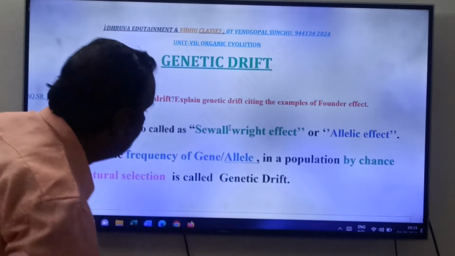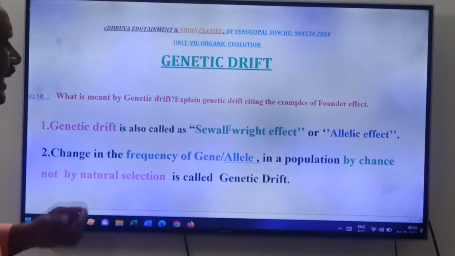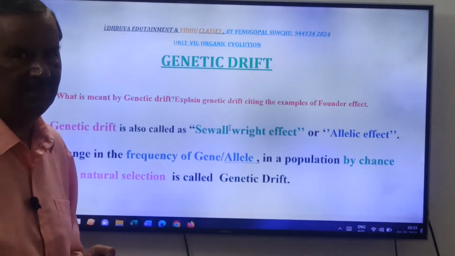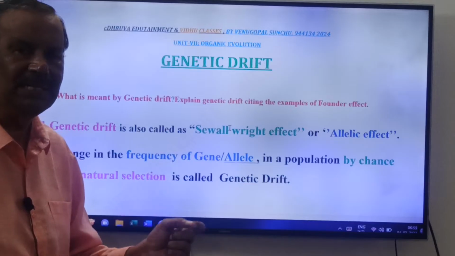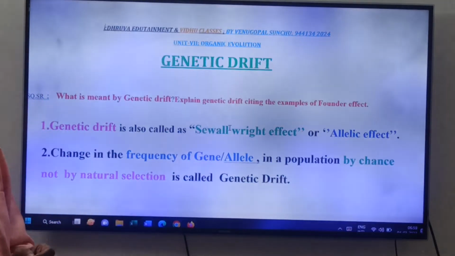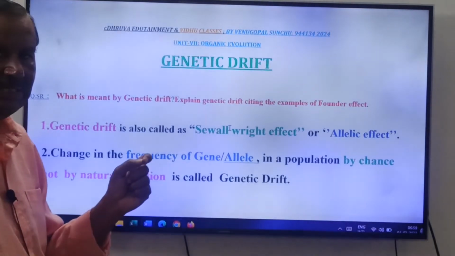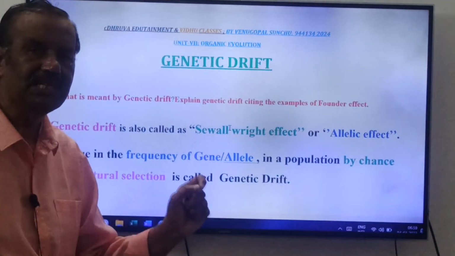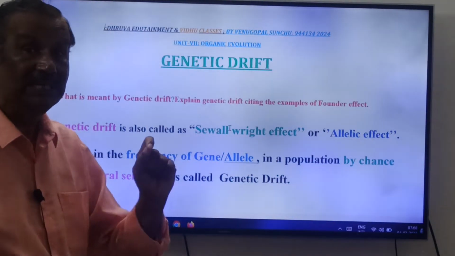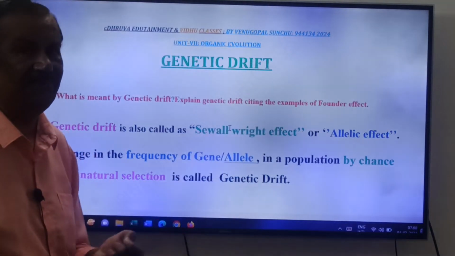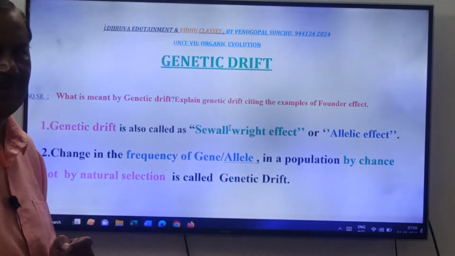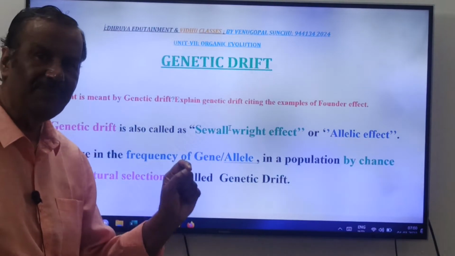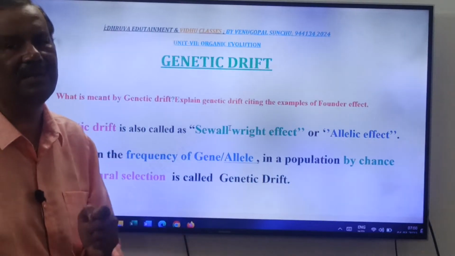See, friends, genetic drift is also called the Sewall-Wright effect or allelic effect. Sewall-Wright is a scientist who explained genetic drift in the year 1930. He explained about genetic drift. Because of that, we call genetic drift the Sewall-Wright effect. Next, allelic effect. What are alleles, friends? A gene has two forms. They are called alleles. Here the frequency changes in the population. Because of that, it is called allelic effect.